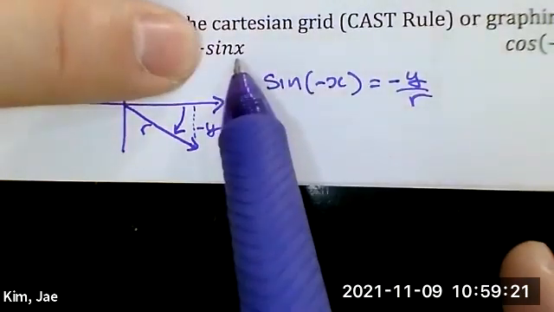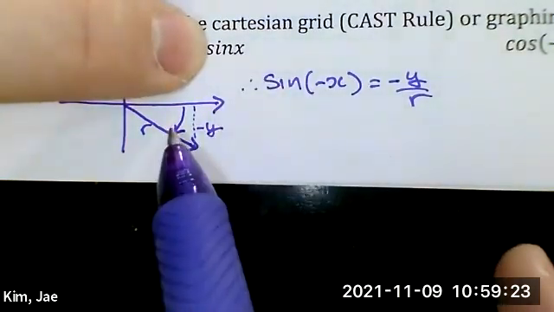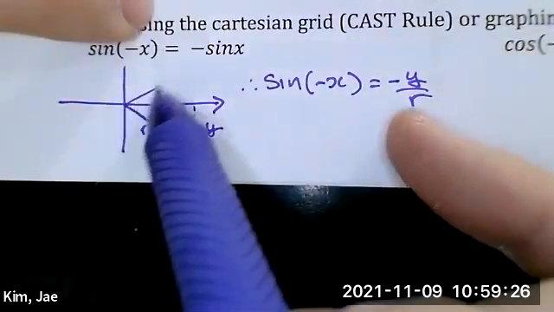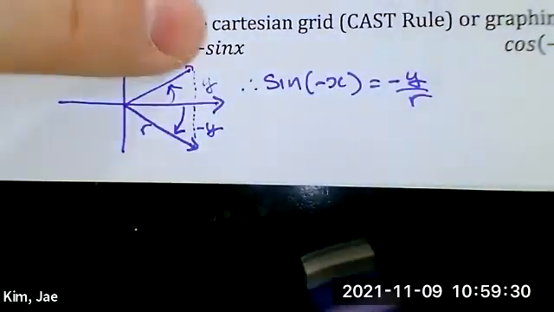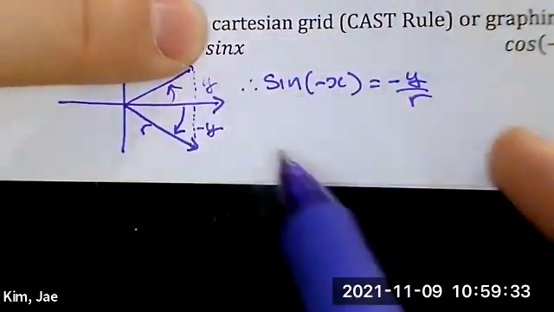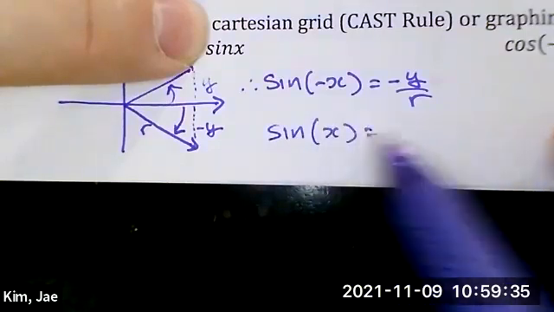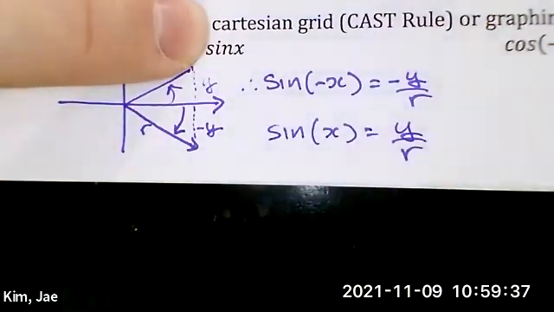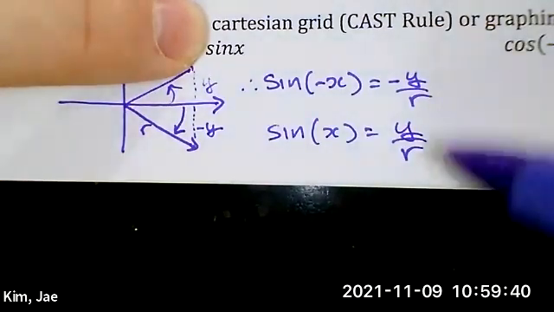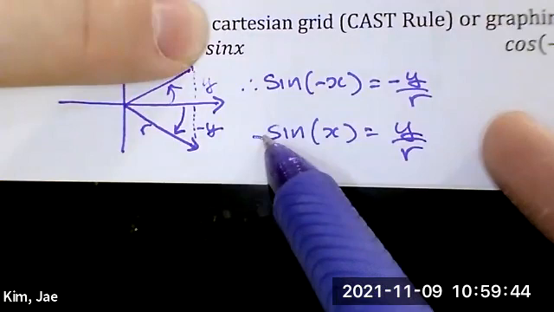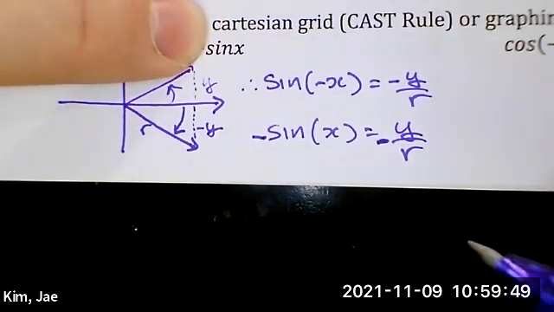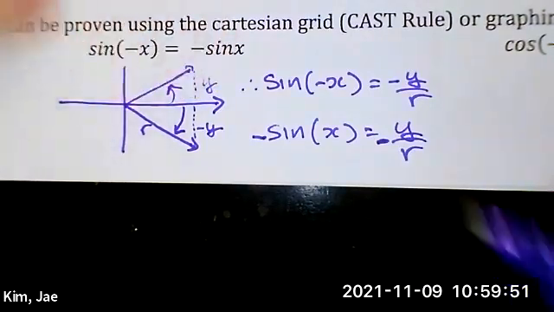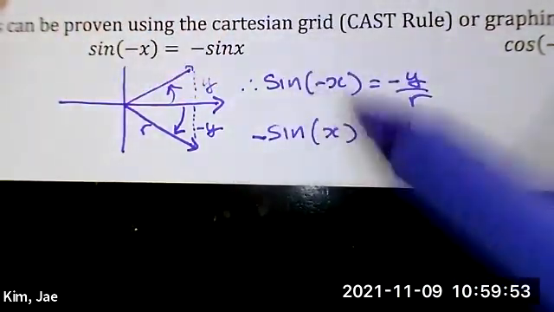What if I had sine of my positive, but the same angle? So same angle, but it's on the positive side. Sine of x would be positive y over r. In other words, negative sine theta or sine x is equal to negative, right? That's why these two are equal.